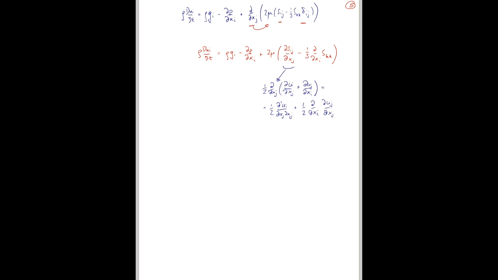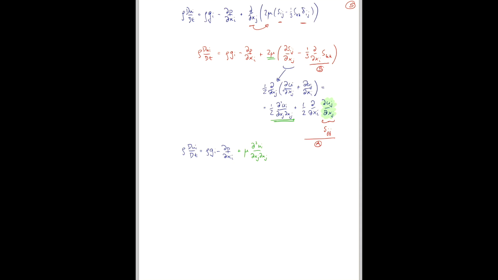And now remember that duj dxj is nothing else but Sjj. So we can see that this term A will combine with this term up here, B. So let me write it out again. We'll have rho dui, and now we'll first include this term, which gets multiplied by 2 mu. So we're left with plus mu d2 ui dxj dxj.